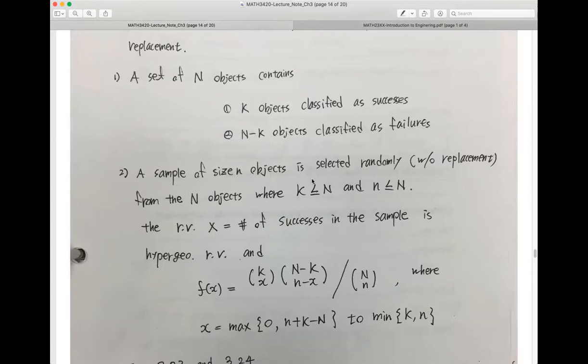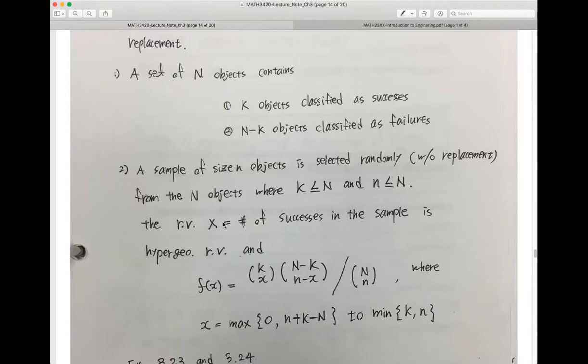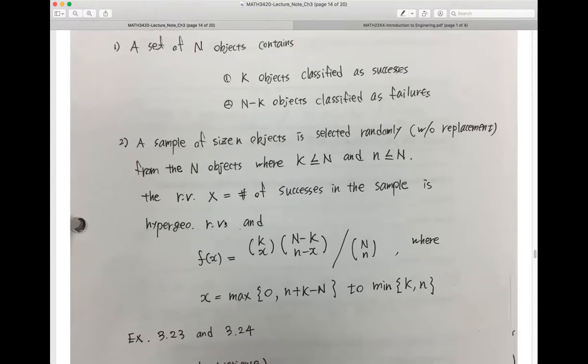Lowercase n must be less than or equal to capital N, the total number of objects in the population. And the number of objects classified as successes, K, should be less than or equal to N. That makes sense, right? Now, what's the random variable? As I told you, it's the number of successes in the sample. The PMF, probability mass function, f of x of the hypergeometric random variable is defined like this: combination of K and x, times combination of N minus K and n minus x, divided by capital N combination lowercase n.